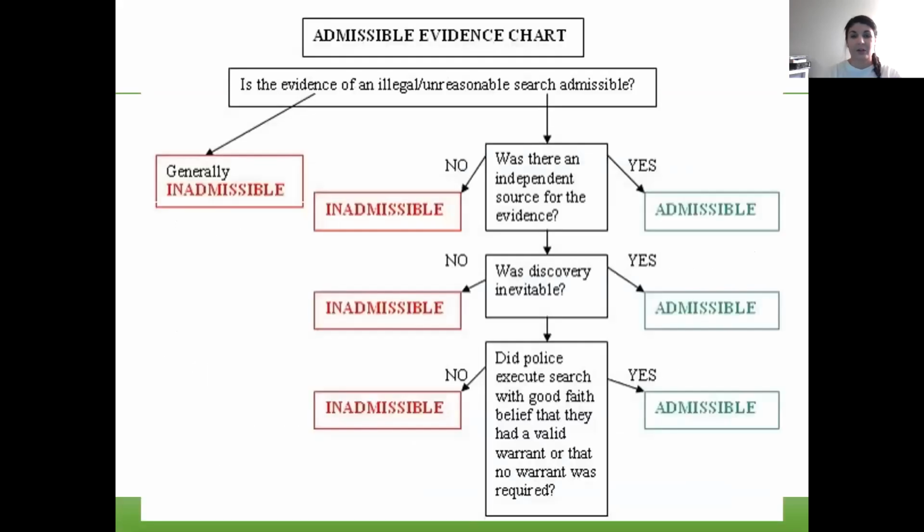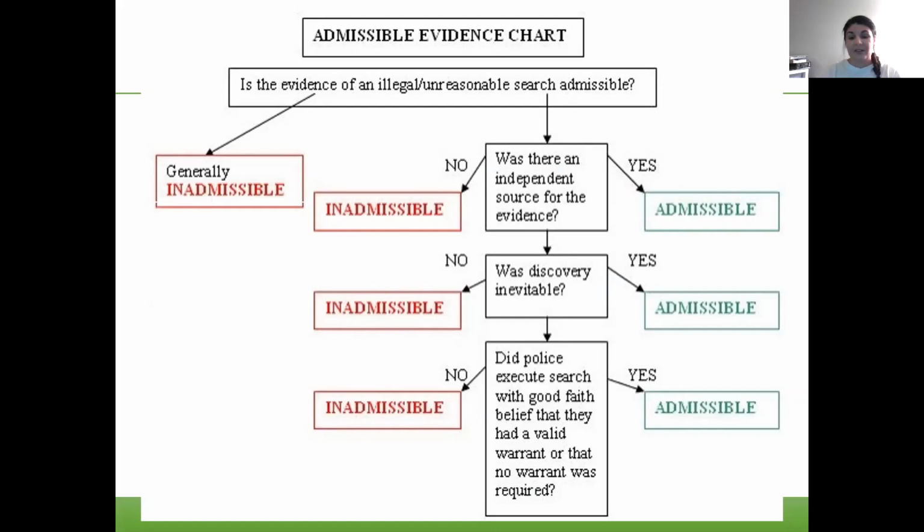So here's a little chart for the admissibility of evidence. If the evidence is from an illegal or unreasonable search, it's not admissible. If there was an independent source for the evidence, then it's admissible. If there was not an independent source, then it's inadmissible. The independent source kind of acts as a check on the evidence. They are an outside source that can verify that evidence and the testing was done correctly. Was discovery inevitable? If yes, it's admissible. If no, it's inadmissible.